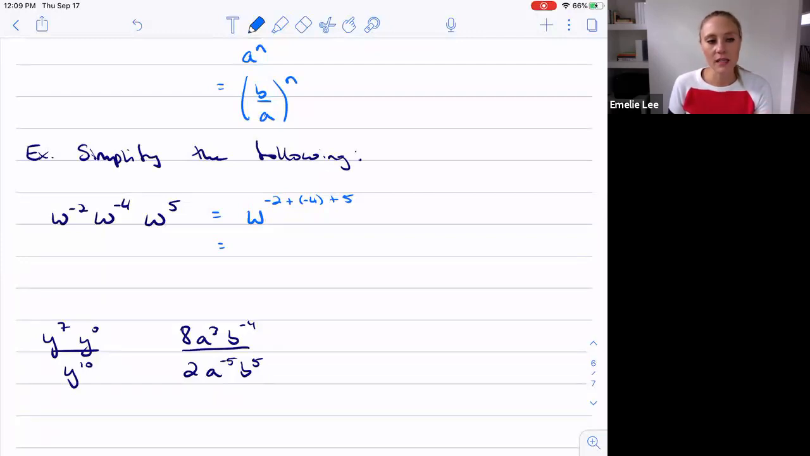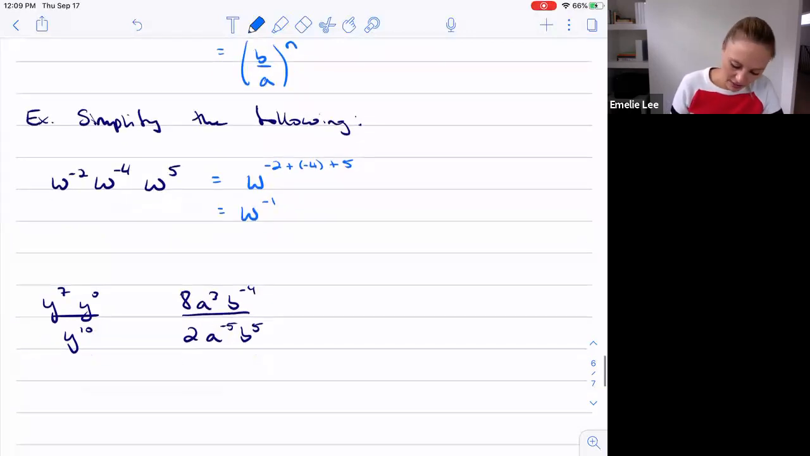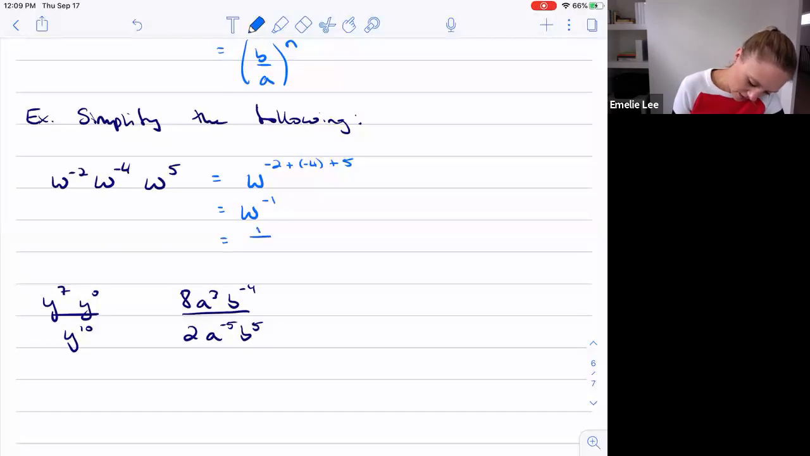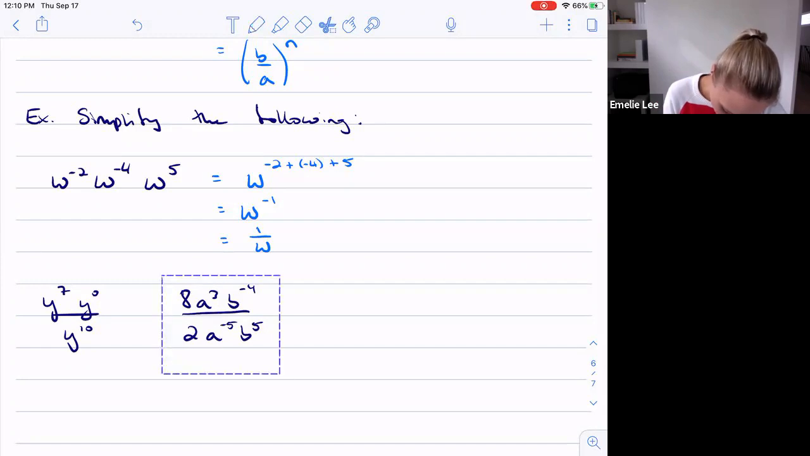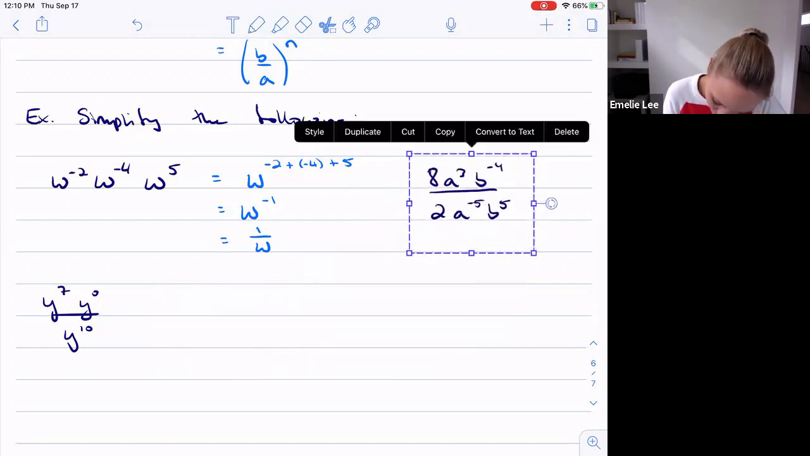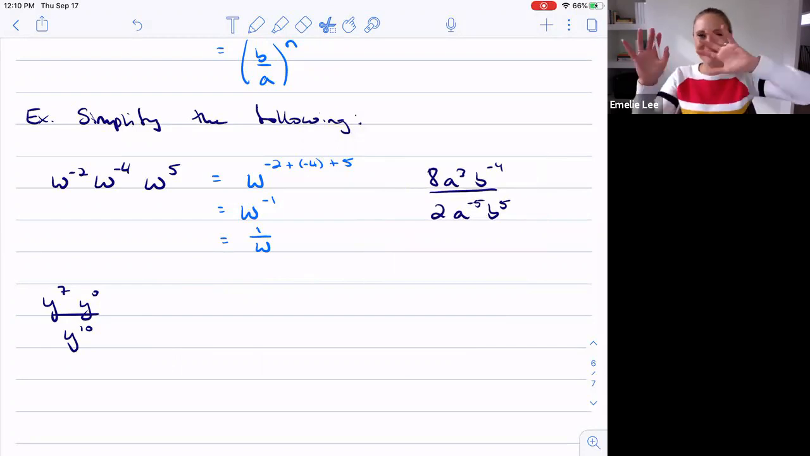So now I have negative 2 plus negative 4 is negative 6 plus 5. So I get w to the negative 1. Right? But w to the negative 1 is the same as 1 over w to the power of 1, but usually I don't write the power of 1, right? Power of 1 is just itself, so that's good. Nice. And then I'm going to move this, save it for later here. It's just kind of moving around.